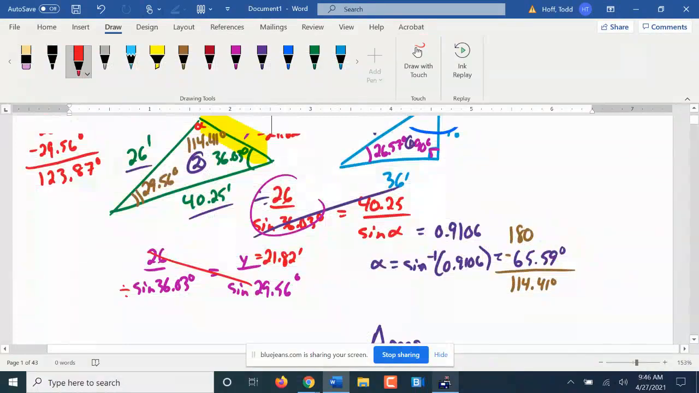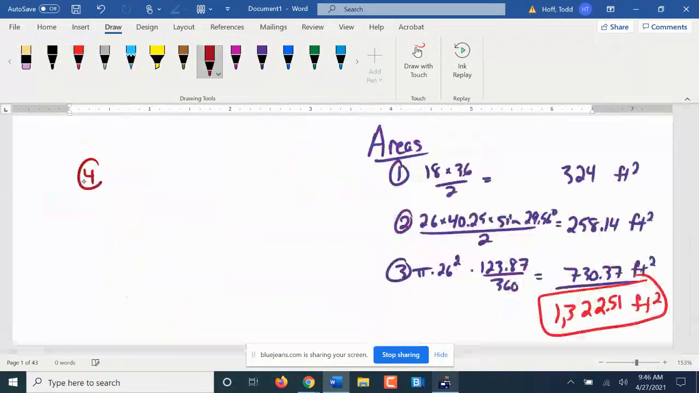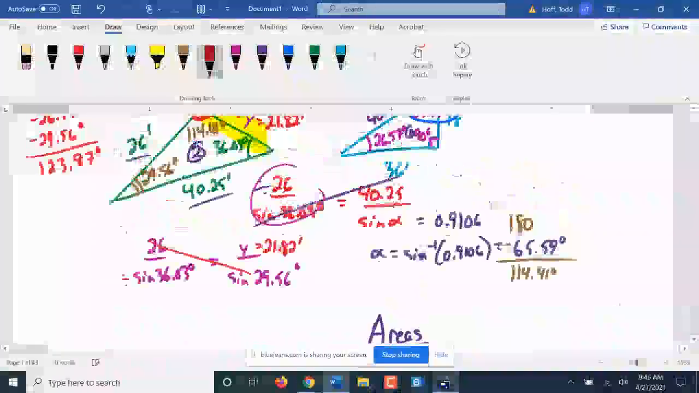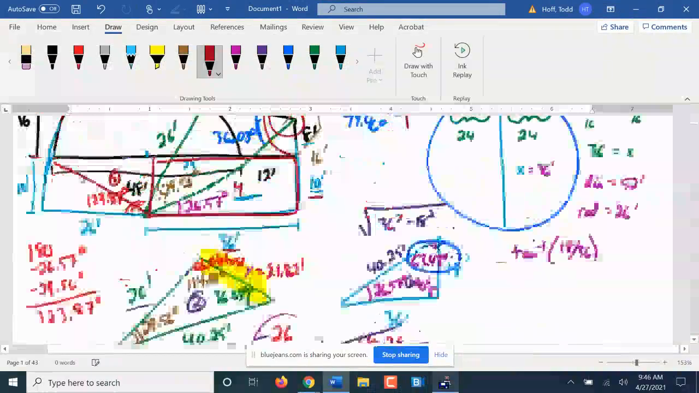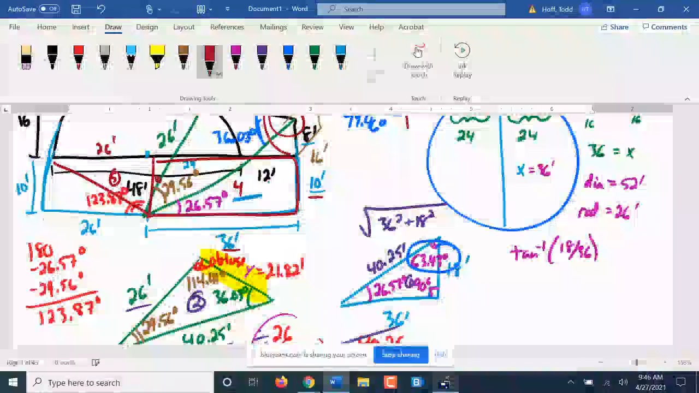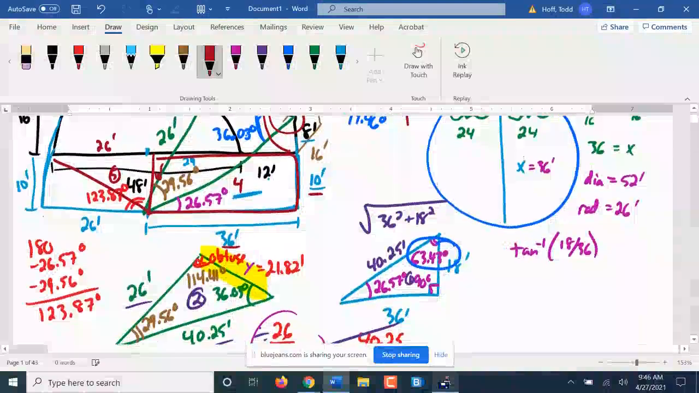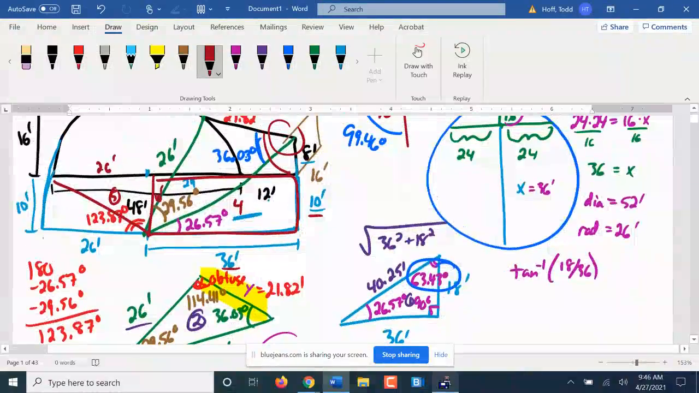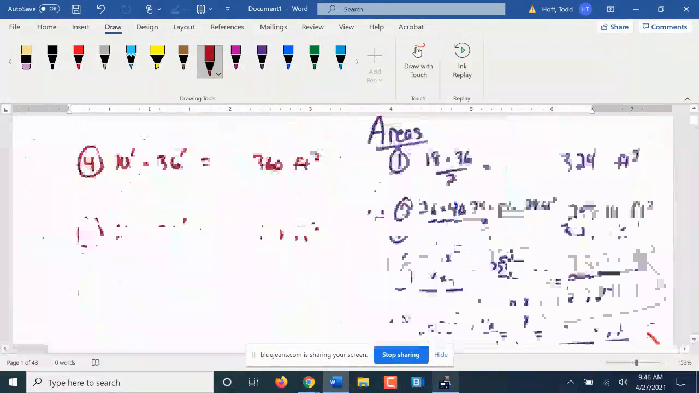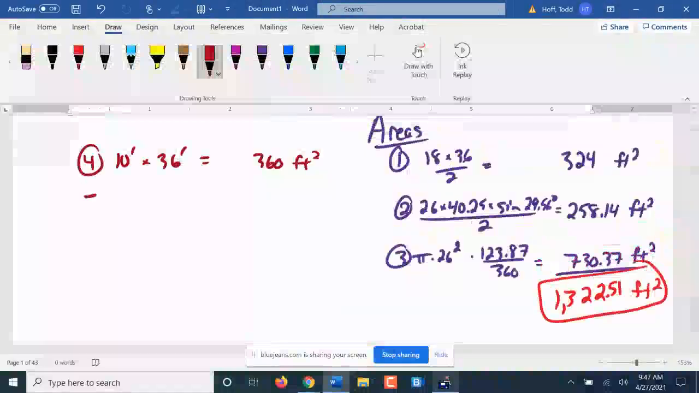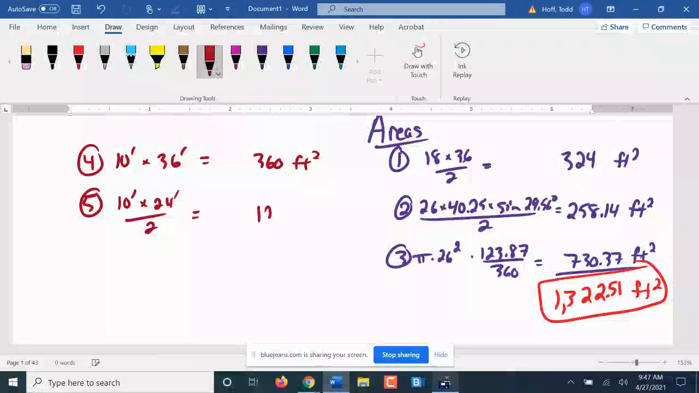So I'll call this piece here piece 4. That's just going to be a rectangle that's 10 by 36. So 360 square feet. Over here, this one's piece 5, which is a 24 by 10 triangle. Sorry, I said 26 by 10, but that's 24 by 10. Piece 5 is 10 feet by 24 feet, divided by 2 because it's a triangle. It's 120 feet squared.